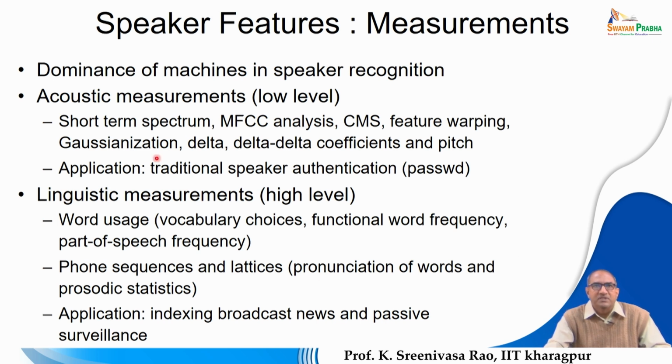And the speaker features, as I have mentioned already, are low level and high level features. Low level features are related to the speech production mechanism, or the vocal tract shape and formants and so on, whereas high level features mean the usage of words and the sequence of phones that are used, and how they are uttered. So those are the high level features.